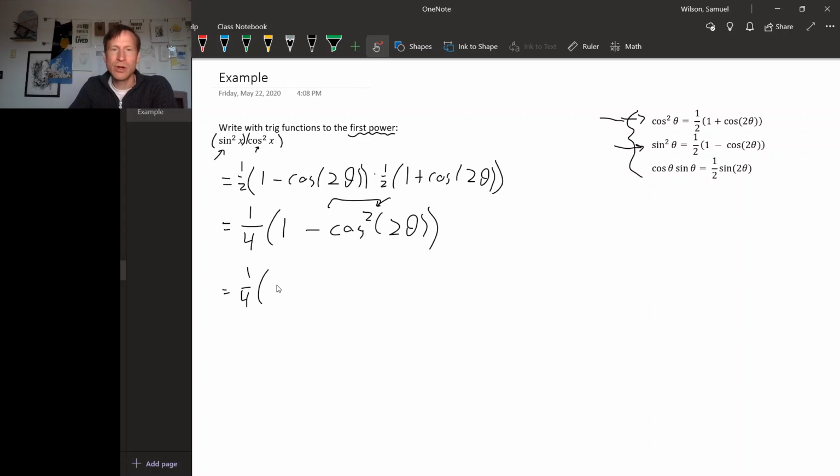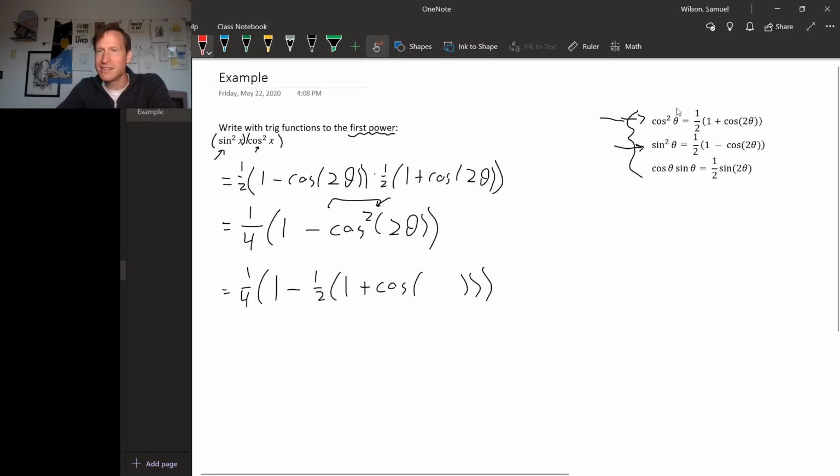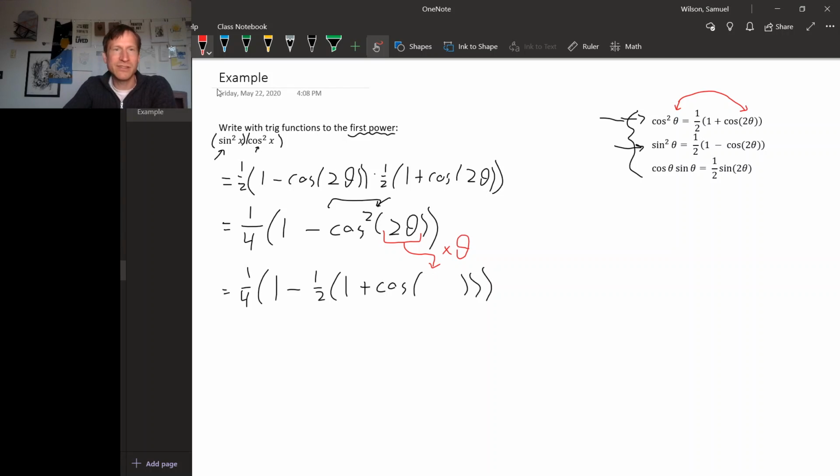So 1 over 4, 1 minus, and then we can write down our cosine squared identity. So it's 1/2 times 1 plus cosine of, and here we have to be a little careful, because what this identity says is the angle that was in cosine squared, when you use the identity, the angle gets twice as big. Well, here the angle we started with inside of cosine squared is 2 theta. So when we use this identity, we have to multiply that angle by 2. This identity that we're using doubles the angle. So what is the double of 2 theta? That's 4 theta.